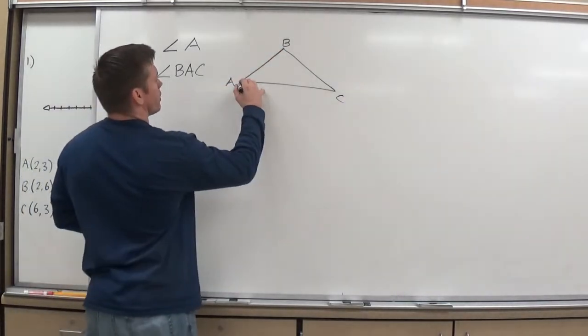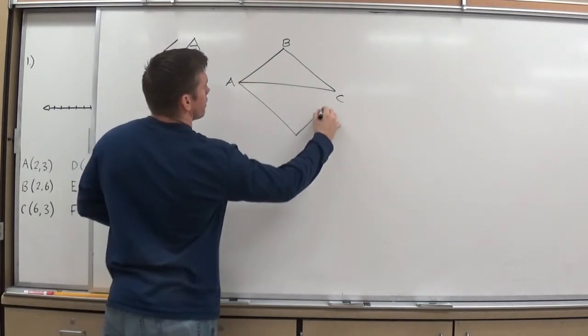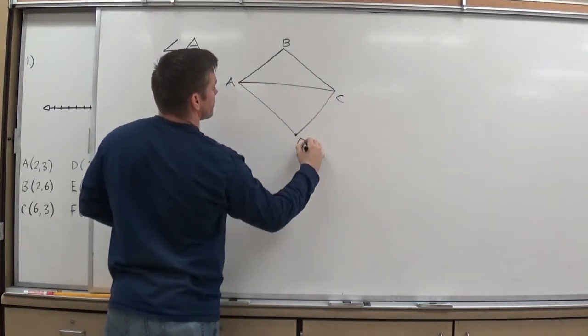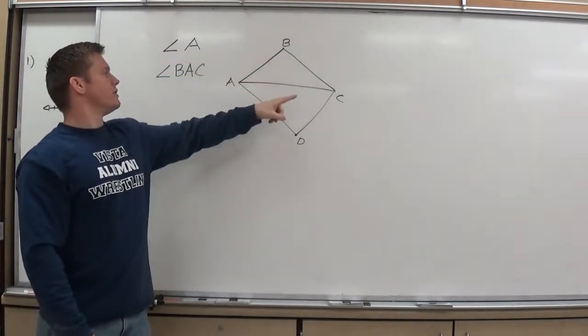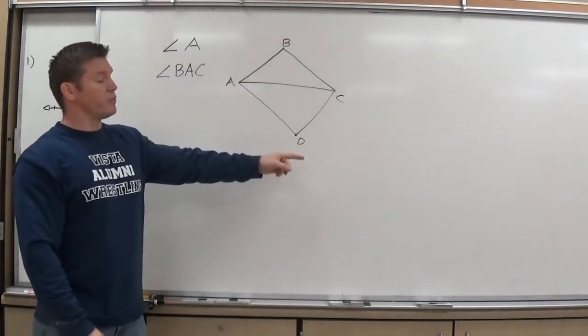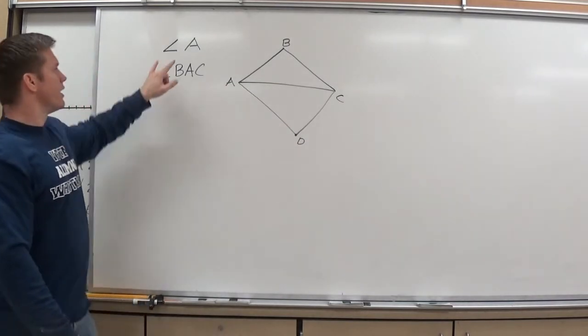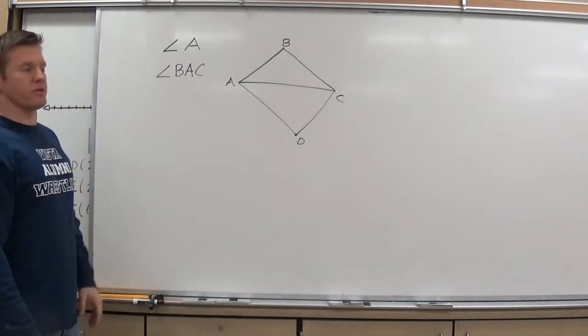That becomes important in later topics in geometry, because now if I say angle A, I don't know if we want BAC, CAD, or if they mean the whole thing, BAD. So there's a lot of options. So we have to specify it more by using three vertices to define the angle.